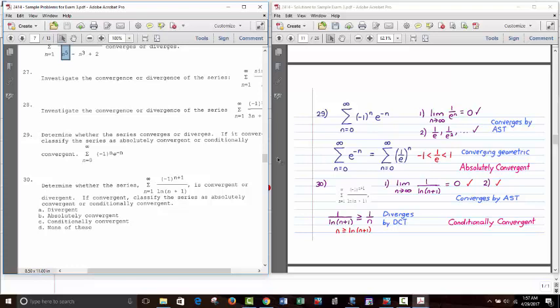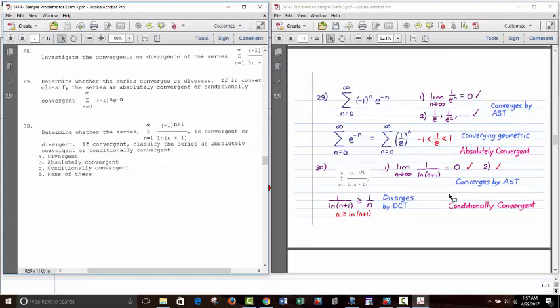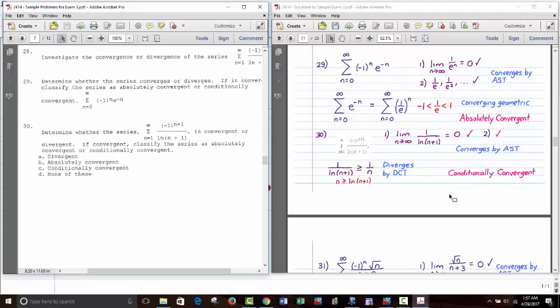Now, number 30, we have it converges by the alternating series test. So we've eliminated diverges.